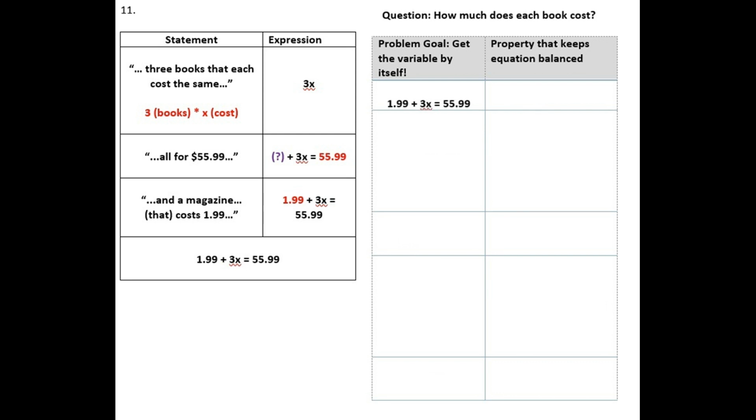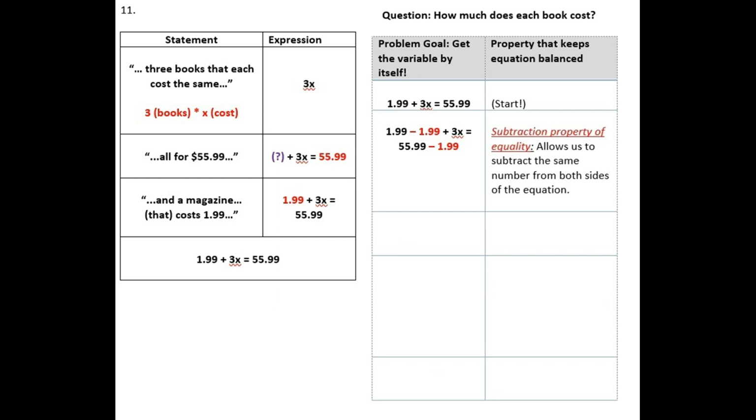Okay, so now that we have an equation, let's go ahead and solve for X. Now we have $1.99 plus 3X equals $55.99. First step, subtract $1.99 from both sides. All right, and we can do that because we can use the subtraction property of equality. That allows us to subtract the same number from both sides of the equation. Then we have 3 times X equals $54.